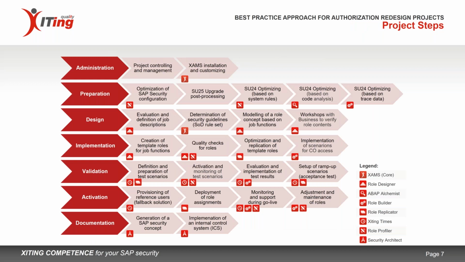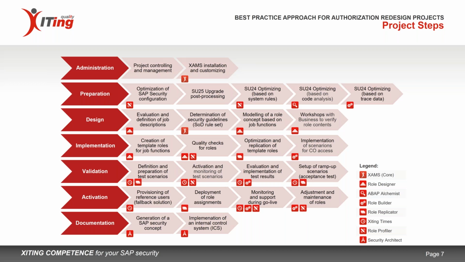So a typical project for XAMS is what this screen is presenting. You have your administration phase, right? So it's the project control management, who are your stakeholders, those kind of folks. We're going to install the XAMS software at that point and do all the customizing up front. Then we're going to go into the preparation phase.